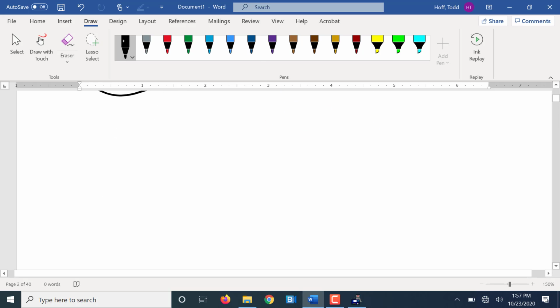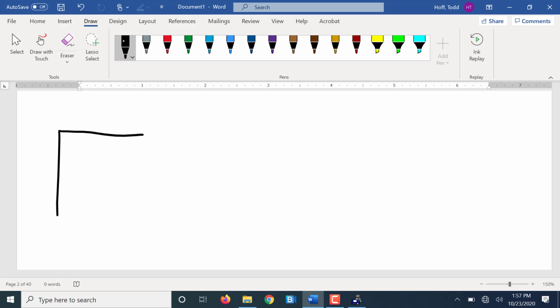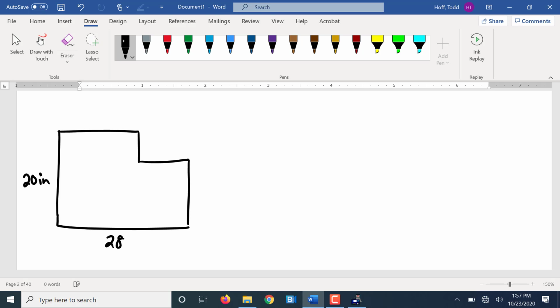Okay, so today what we want to concentrate on is what happens if we have combined shapes, or shapes that are not just straightforward. We'll start out with something relatively simple. So let's say that this is 20 inches by 28 inches. I'm going to give this piece up here 16 inches and this one here 14 inches.